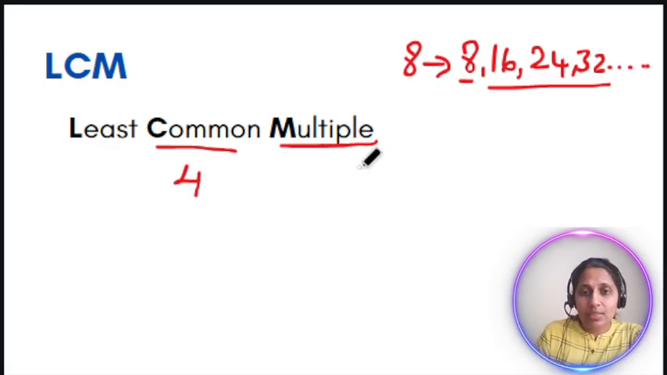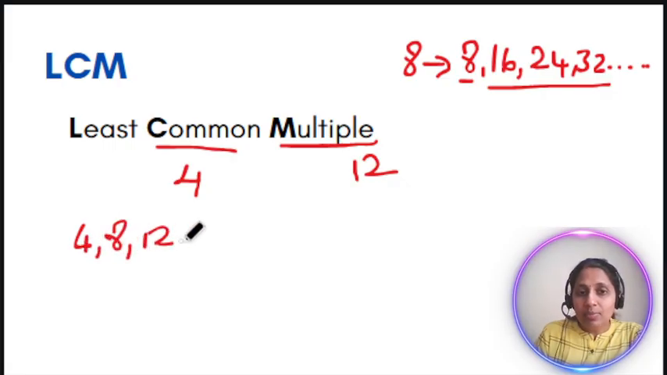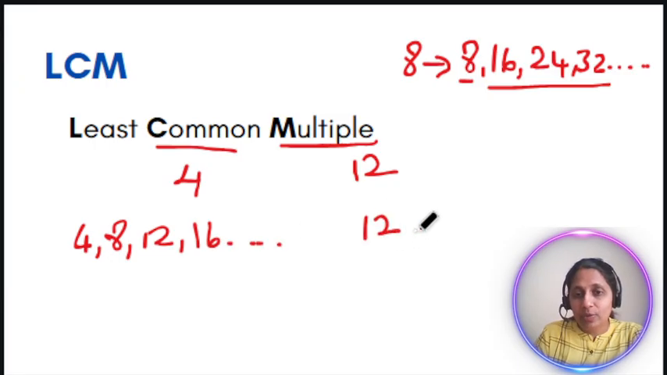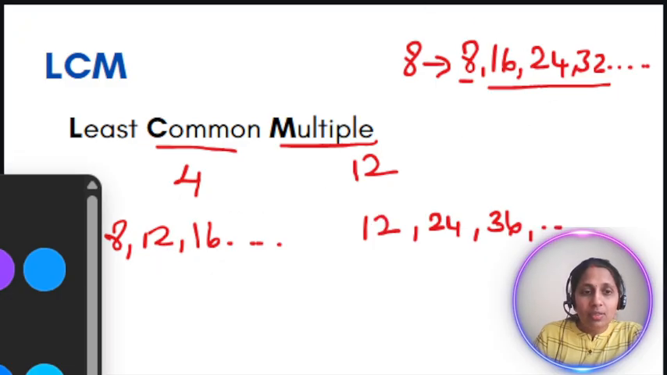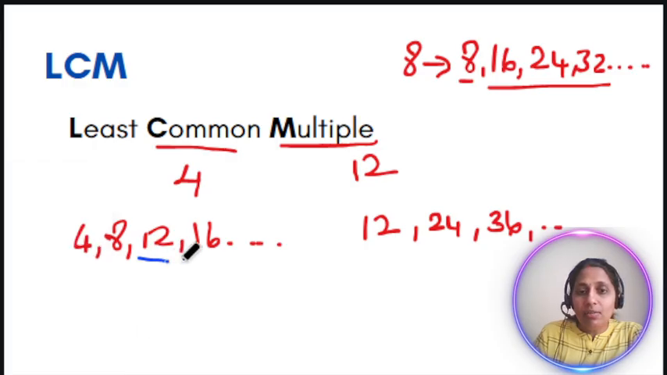4 and 12. The multiples of 4 are 4, first multiple, second multiple, third multiple, fourth multiple, and so on. Here the first multiple of 12 is 12, 24, 36, and it goes on. As you can see, the multiple 12 here is common between both because it is present in both. And it is the least.